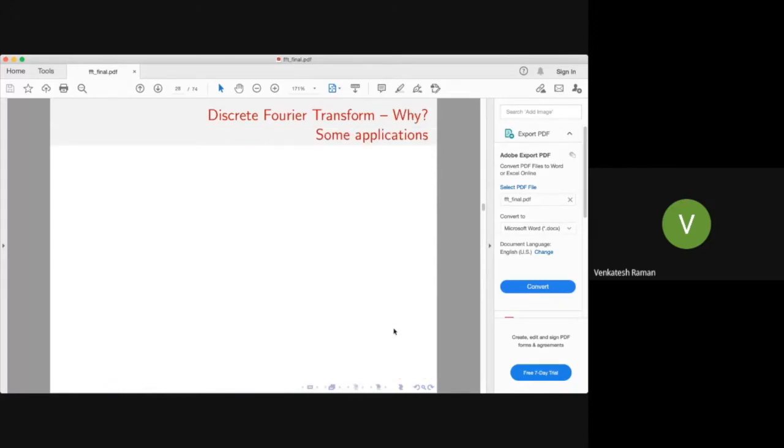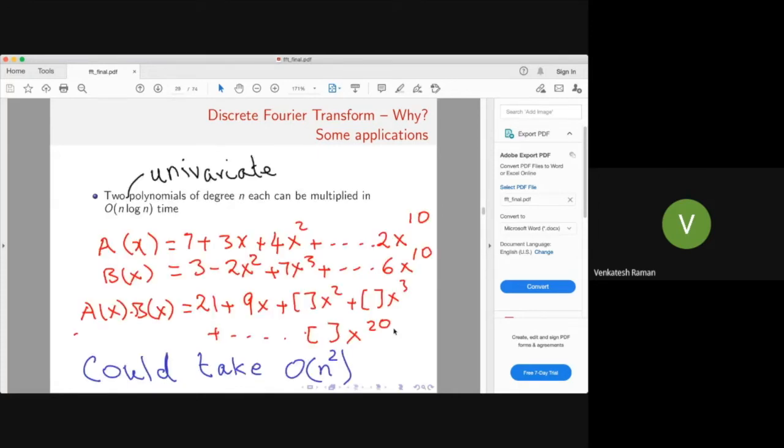Okay, so what are some applications of this? I'm going to get to the string matching application, but before that, as I told you, it's a very powerful algorithmic tool. First application is that two univariate polynomials of degree n each can be multiplied in n log n time. What do I mean by that? Here is a polynomial of degree 10, A and B I have written, and suppose I want to compute the product polynomial. You know how to do it. You look at it coefficient by coefficient.